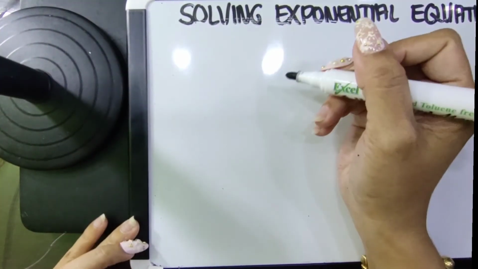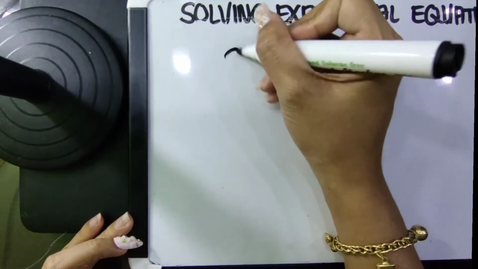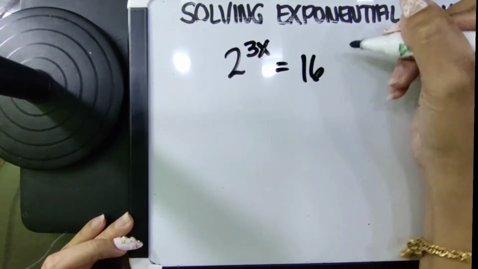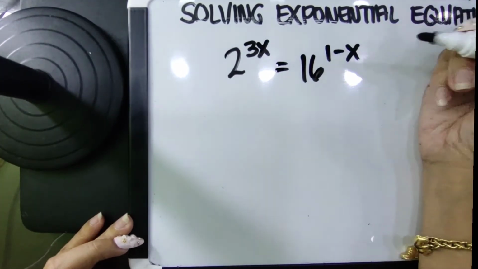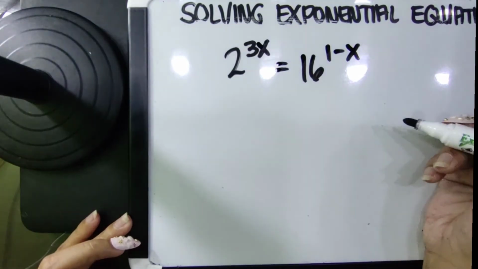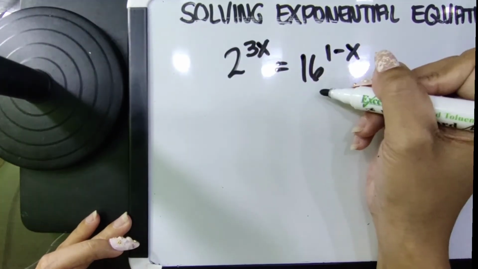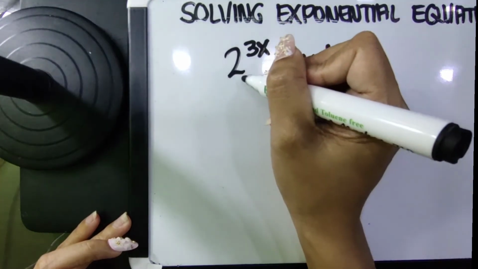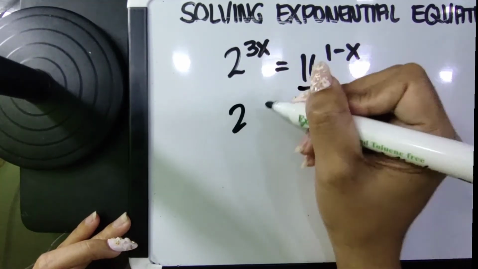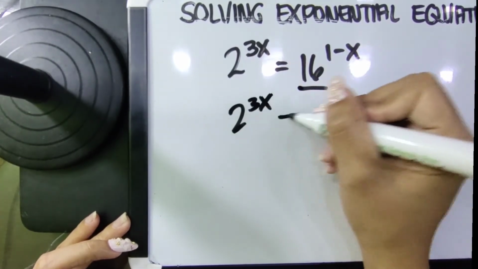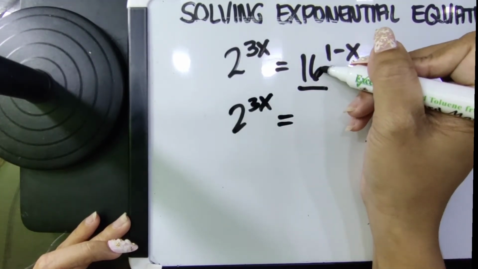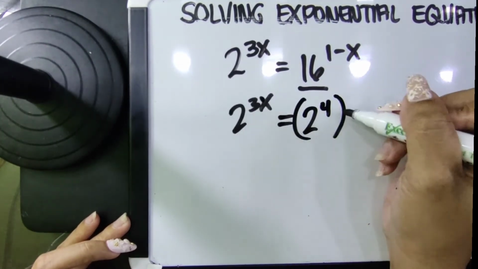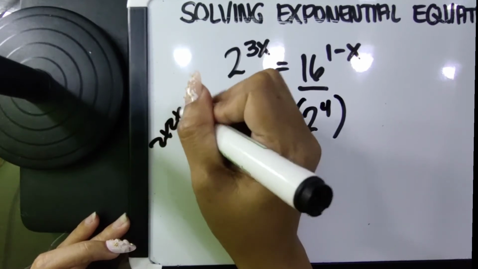The first example that we have is 2 raised to the power of 3x is equal to 16 raised to 1 minus x. Okay, this is our first equation. Since the bases are not the same, we are going to find the value of 16. So, we need to use the 2. Copy 2 raised to 3x is equal to, so how do we get the 16? 2 raised to 4. So, how did I get the 2 raised to 4? 2 times 2 times 2 times 2.